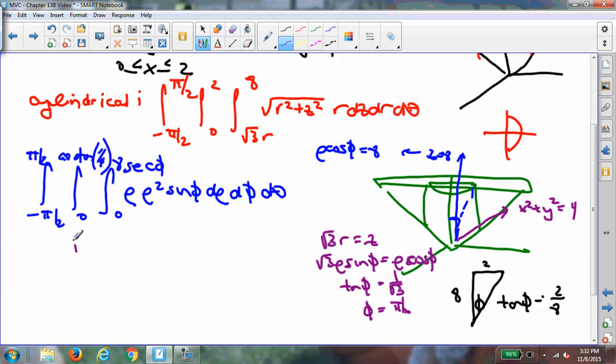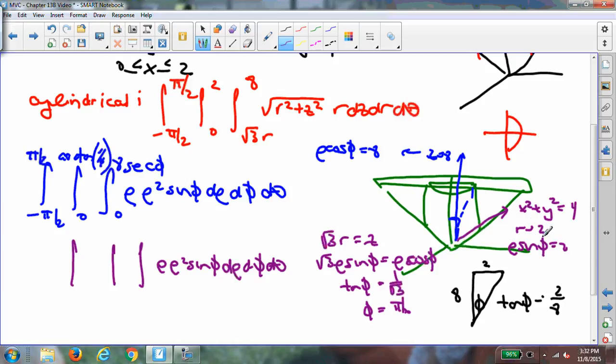So for the second half of my integral here, I'm going to have rho squared sine phi d rho d phi d theta. I need to rewrite this in terms of spherical, so that would be r equals 2, rho sine phi equals 2. So rho is going to go from 0 to 2 cosecant phi. Phi is going to go from arc tangent of 1/4 to pi over 6. And theta is going to go from negative pi over 2 to pi over 2.